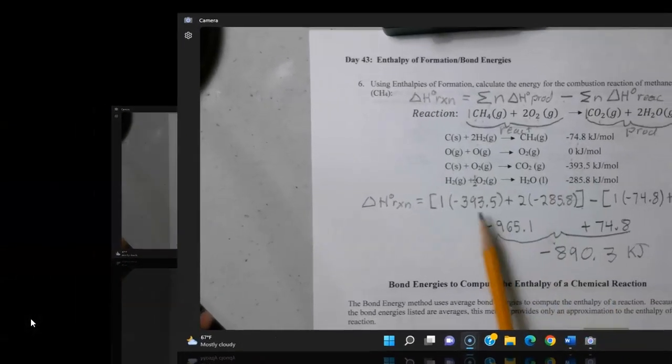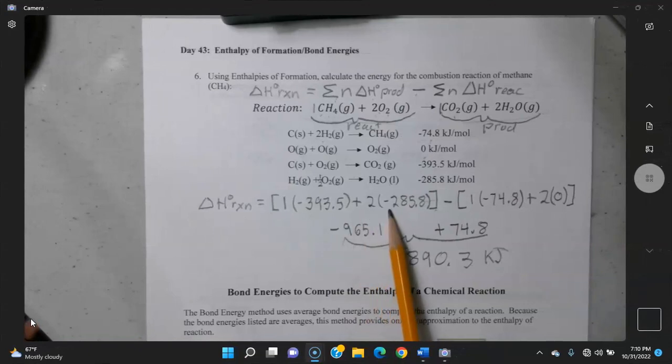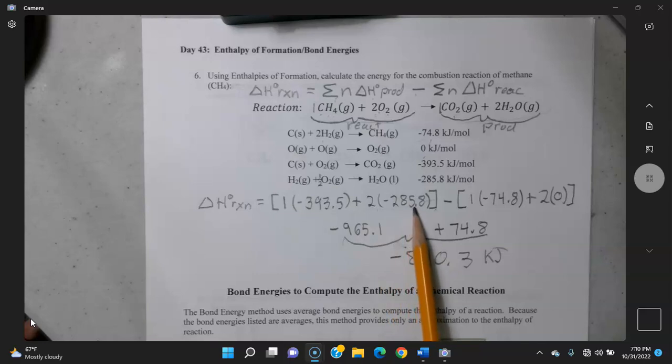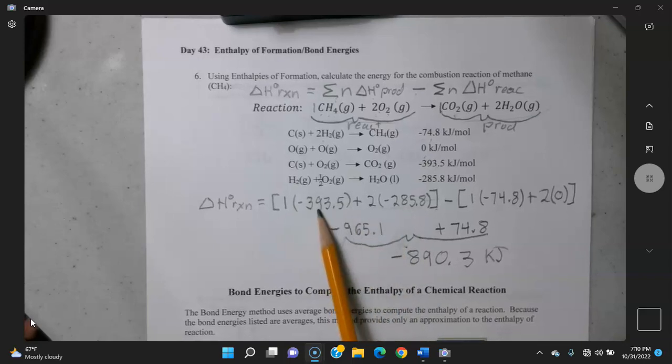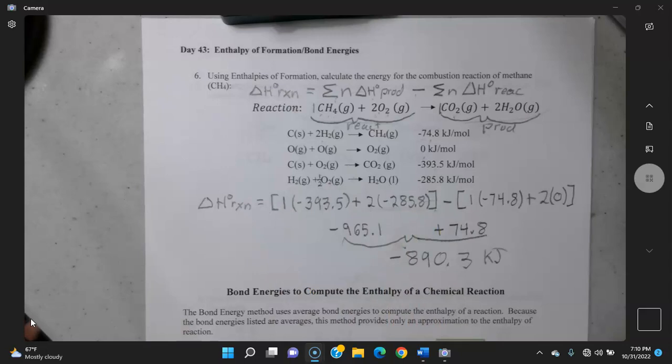Okay, so I'm back. I'm counting on you to know the basic math. So it's negative 393 times 2. So it's plus 2 times negative 285.8. And that's going to give you negative 571.6, I think. I don't know. Anyway, it's a negative number there and a negative number there. So it's negative minus this number. Plus a negative, or negative minus this number. It gets you that. So I'm trusting that you have the math skills to know how to get from here to here. If you don't, come in and sit down with me and I'll do it with you.